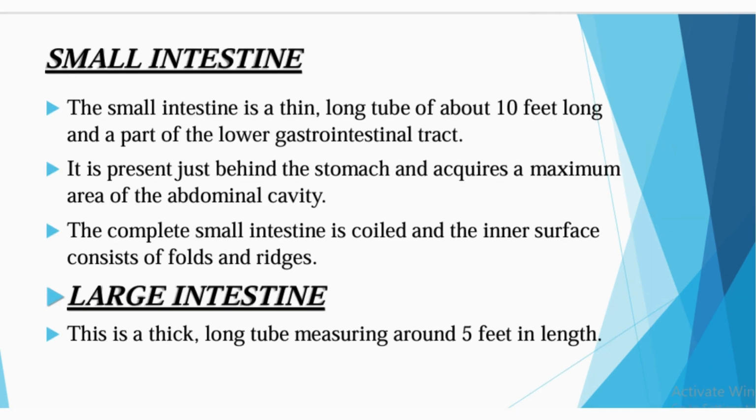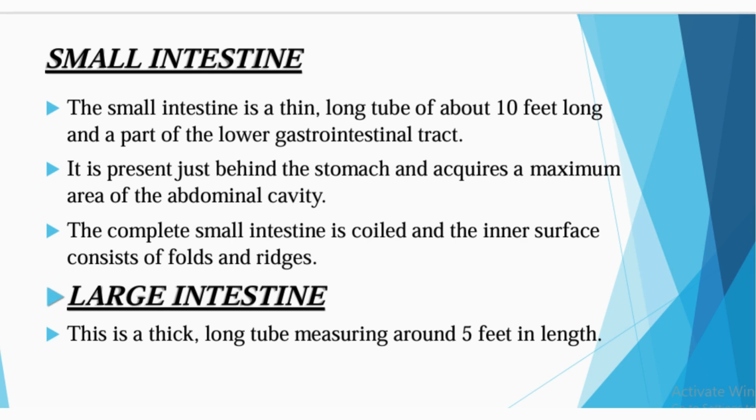The other part in the digestive system is the small intestine. The small intestine is a thin, long tube of about 10 feet and a part of the lower gastrointestinal tract. It is present just behind the stomach and occupies a maximum area of the abdominal cavity. The complete small intestine is coiled and the inner surface consists of folds and ridges.